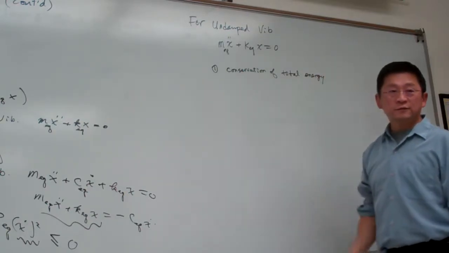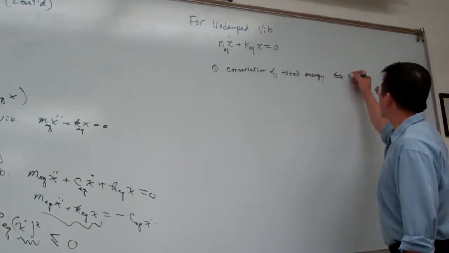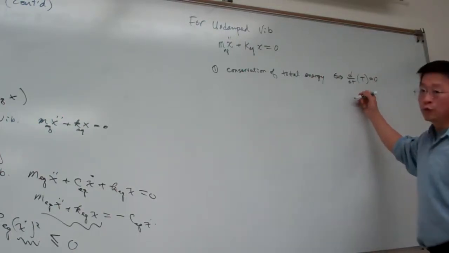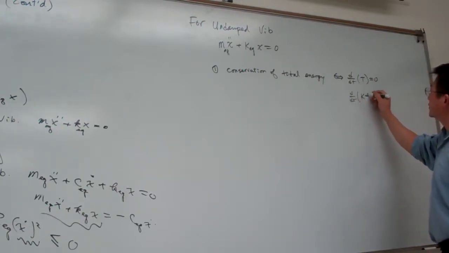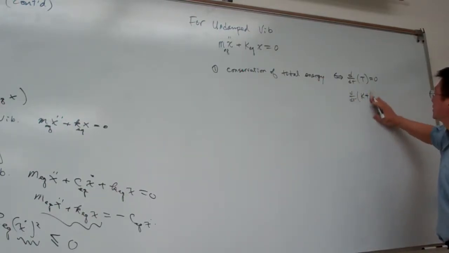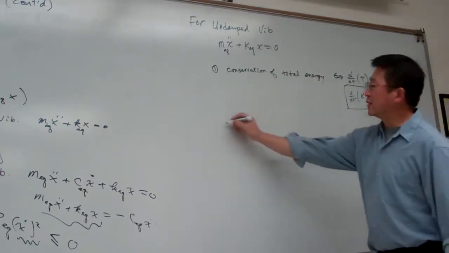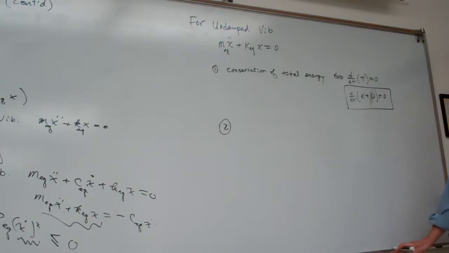Okay, so that is the first one. And this implies d/dt of the total energy equal to 0, or we can say d/dt of kinetic energy plus potential energy equals 0. So we continue to apply this to solve some problems. Then the second feature of this is conservation of the total energy equal to a constant.